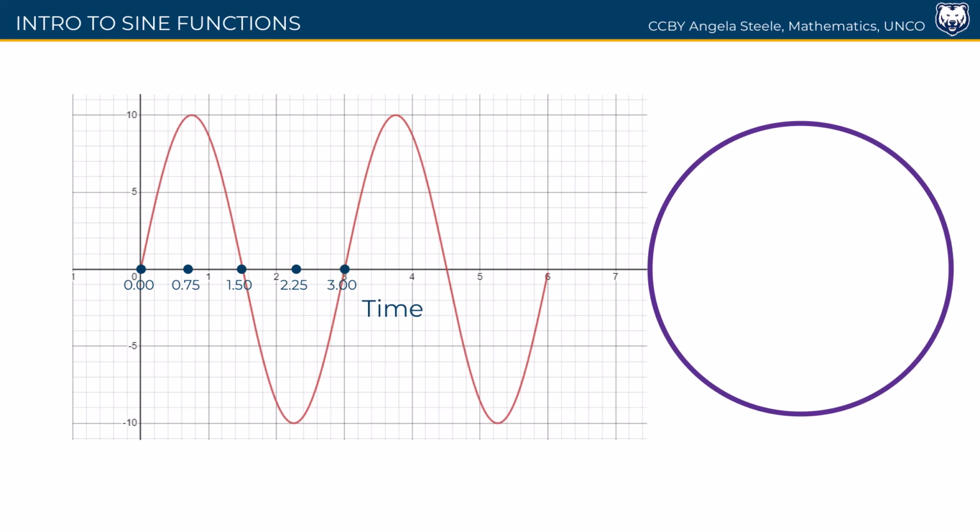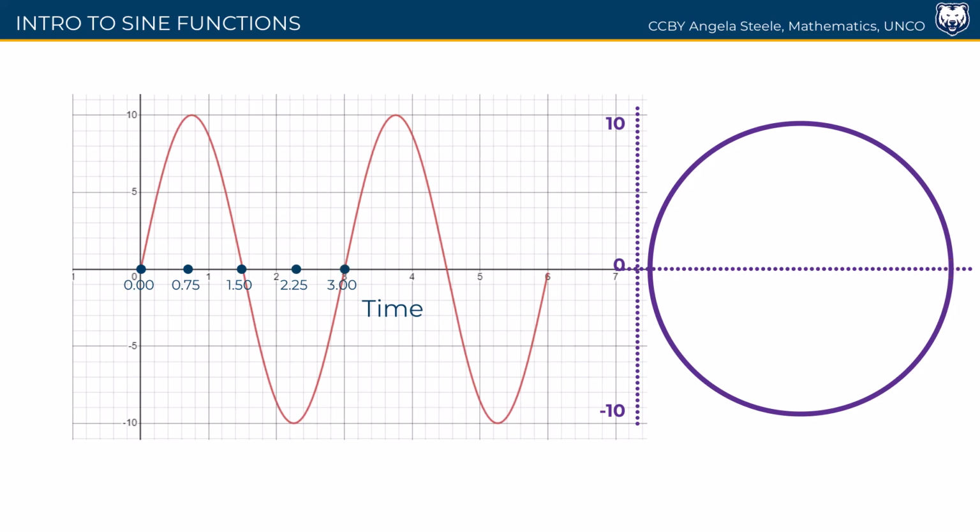And then when we think about the output, we know that the input, we started at 0 units above the horizontal diameter. At 0.75 minutes, we were 10 units above. At 1.5 minutes, we were at 0. At 2.25 minutes, we were 10 units below that horizontal diameter. And then at the 3 o'clock position, we were back at 0.